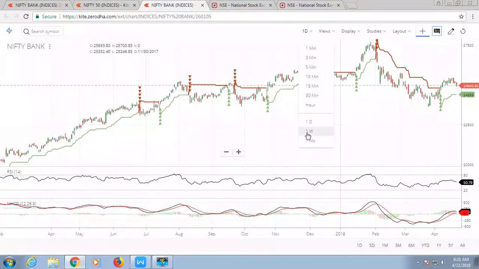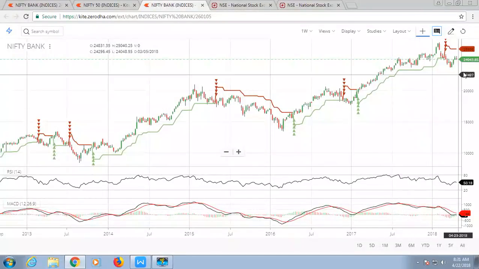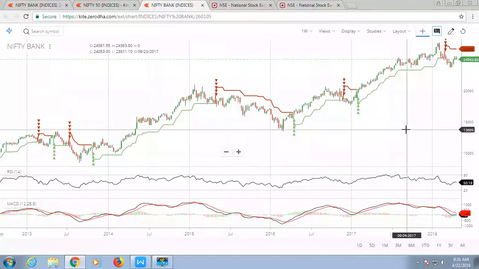Now time to check out the weekly chart for the Bank Nifty. If you see this last one, again a doji, it means bulls and bears are confused on the weekly chart for Bank Nifty.